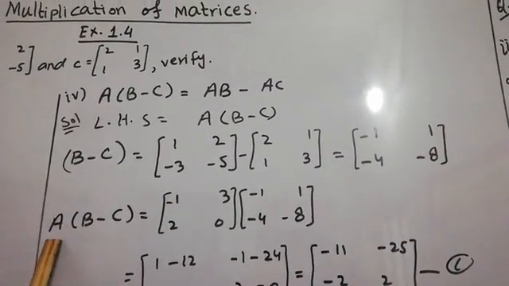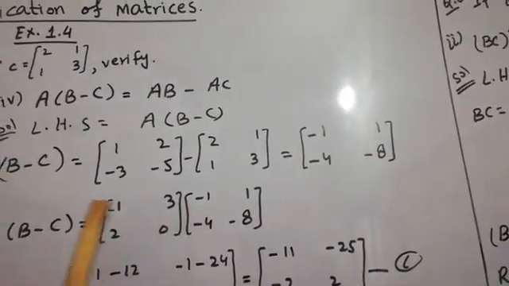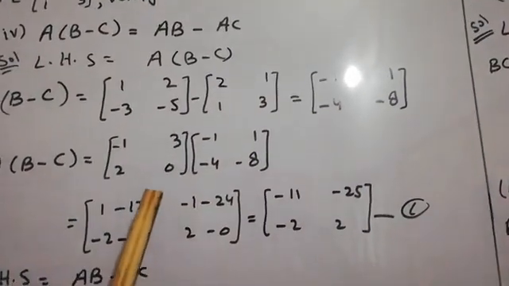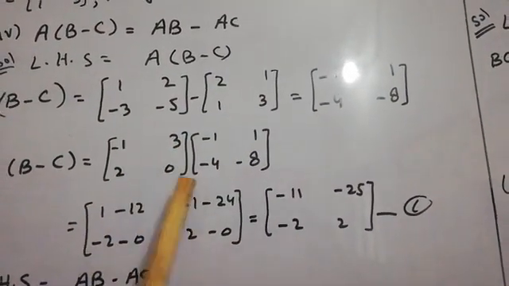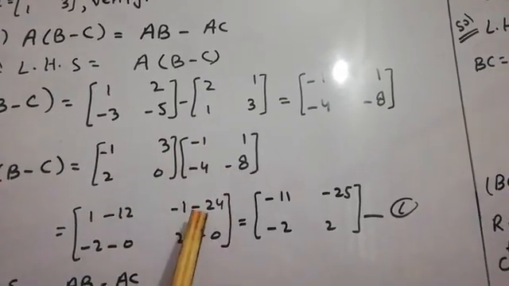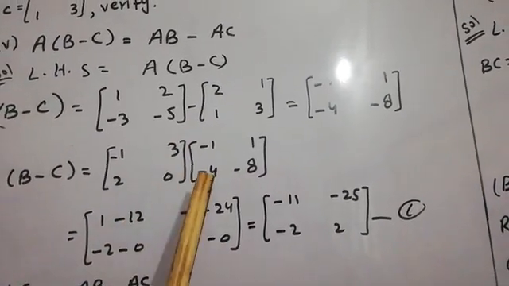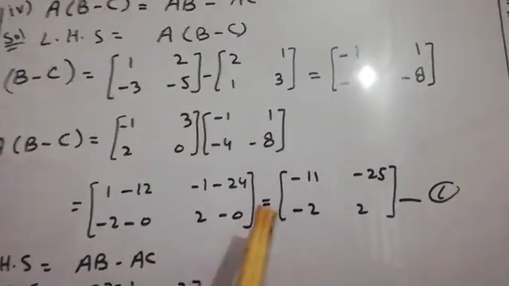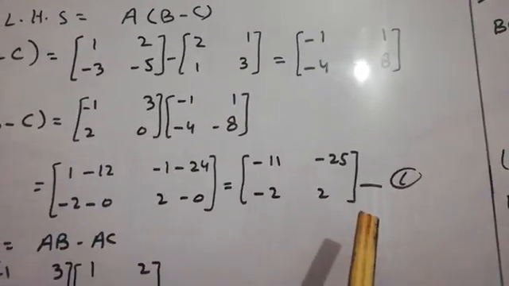Now we will multiply this answer by A. So write first matrix A and then multiply this matrix A with this answer. So we will multiply: 1 1s are 1, 3 4s are 12, 1 1s are 1, 3 8s are 24, 2 1s are 2, 0 4s are 0, and 2 1s are 2, 0 8s are 0. So write the answer, and this is answer number 1.